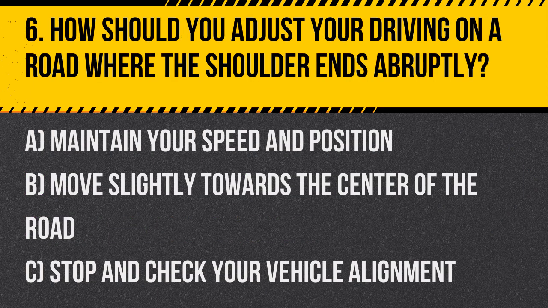Question 6. How should you adjust your driving on a road where the shoulder ends abruptly? A. Maintain your speed and position. B. Move slightly towards the center of the road. C. Stop and check your vehicle alignment.